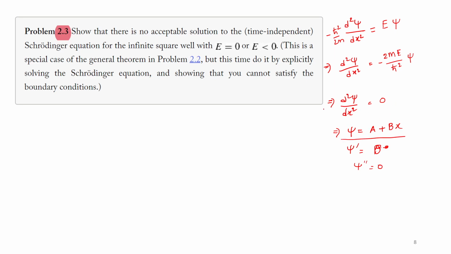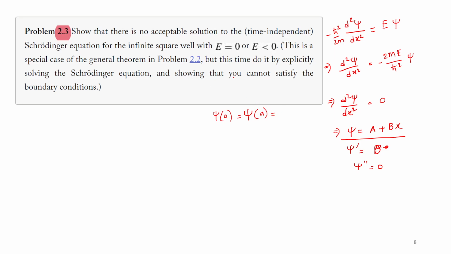Now what they are saying is that yes, that stationary state is all fine, but we try to solve it using the boundary conditions. If you read the whole question, it will not be normalizable then. So the boundary conditions are psi of a, suppose our length is a of that particle in a box.